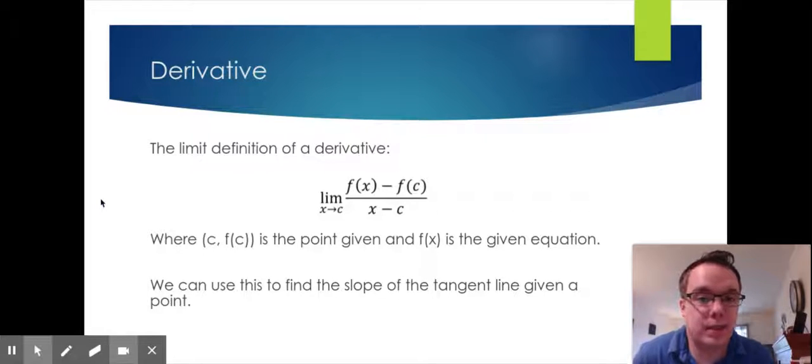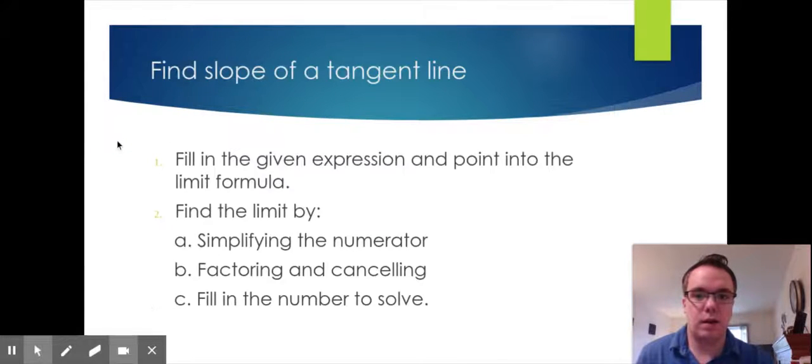We're going to take the limit as x goes to c. We're going to plug in our f of x and our y, and on the bottom we're going to take x minus the x value of our point. So here are the steps we are going to use. Again, I'm going to pause so you can pause the video, write them down, and hit play again.